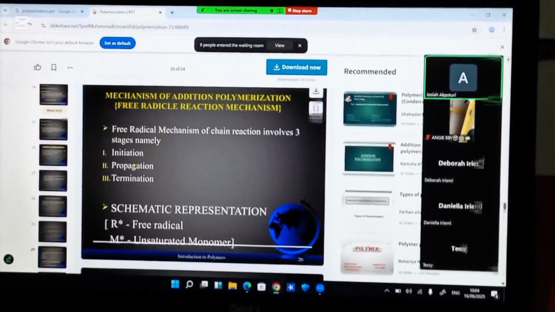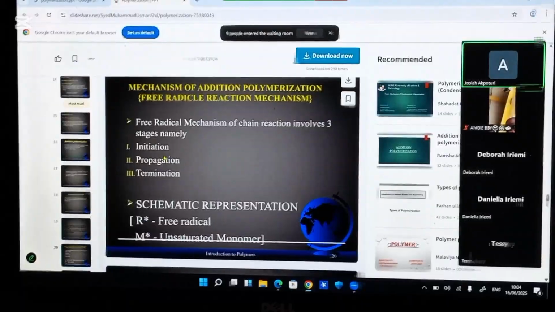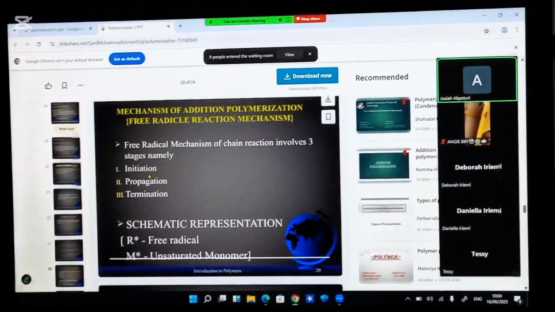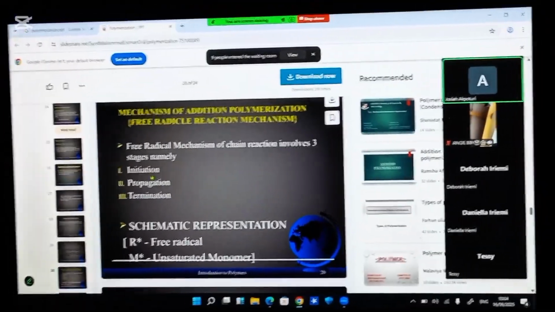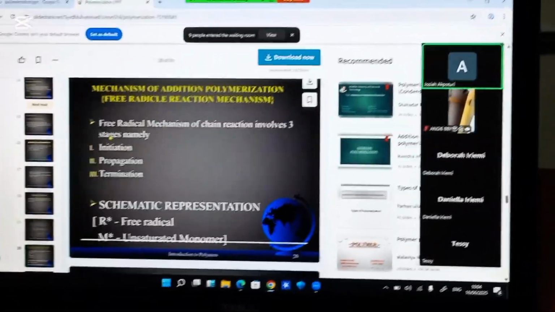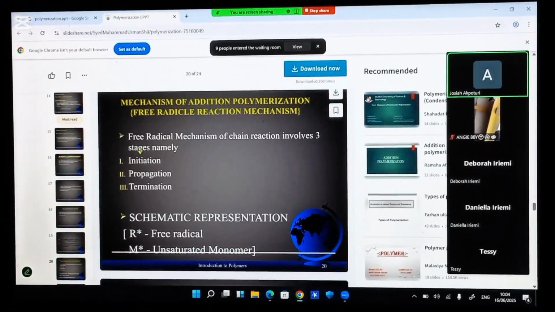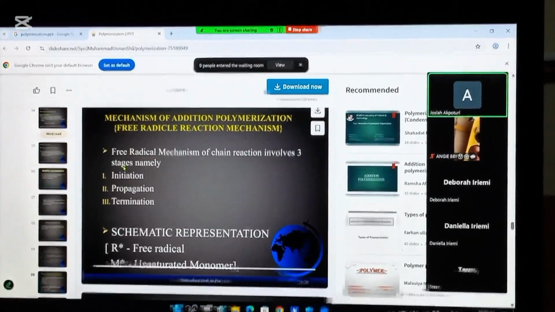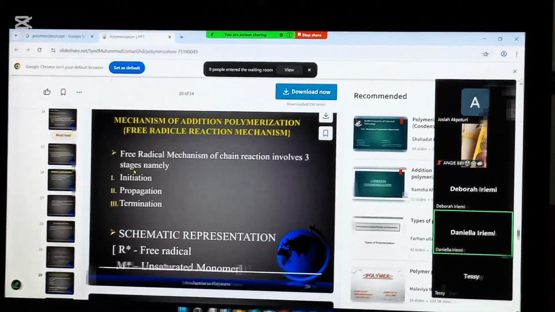There are different types of chain reaction polymerization. Number one is free radical. So I think we stopped at free radical in that phase. Let me give a brief explanation of that free radical. We said free radical polymerization is the formation of what? A free radical as a building block.